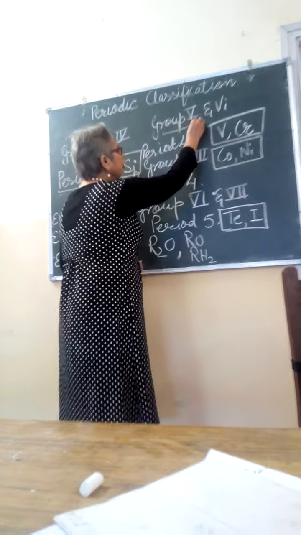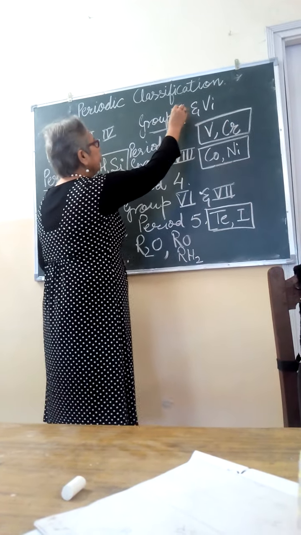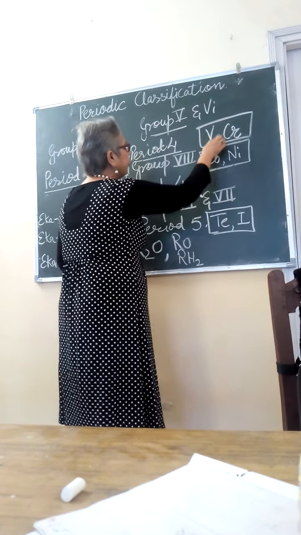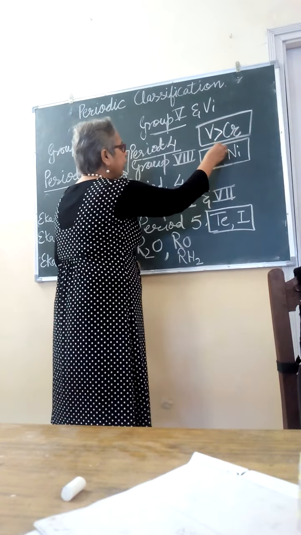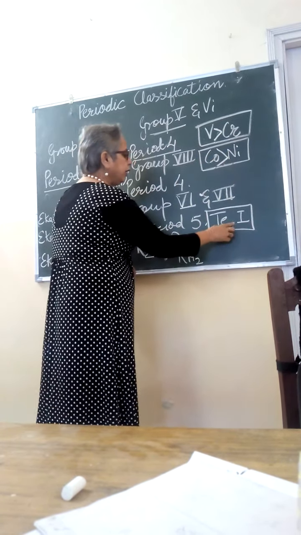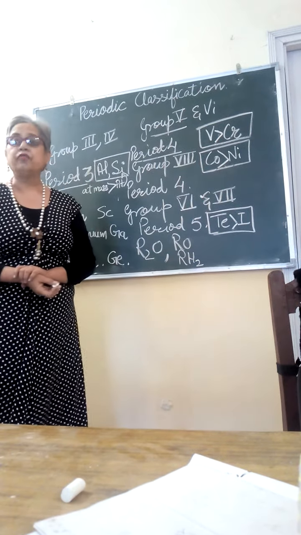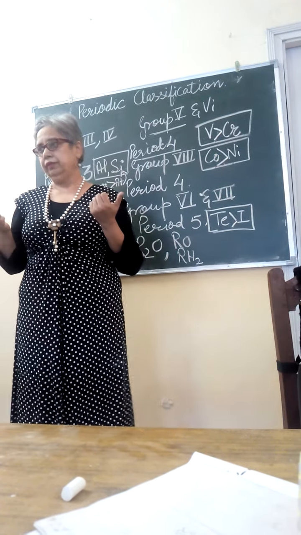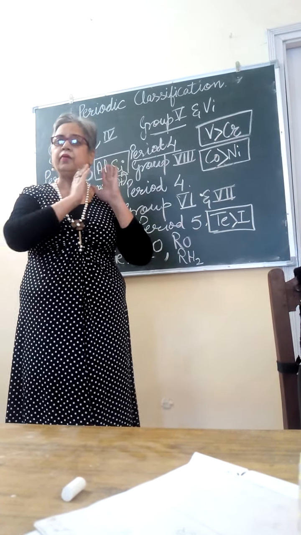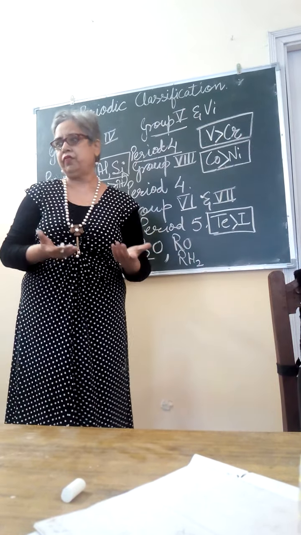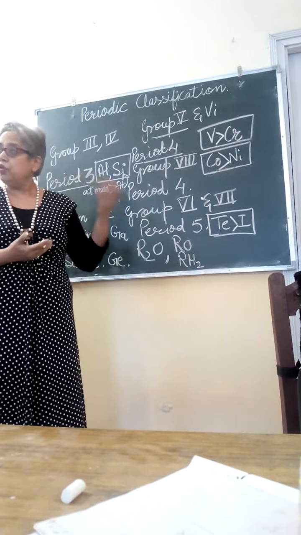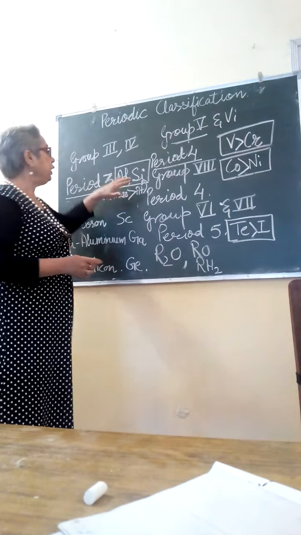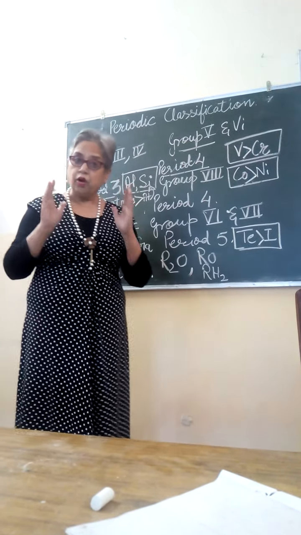Similarly, if we look into group 5, vanadium, group 6, chromium, both in period 4, then atomic mass of vanadium is greater than chromium, atomic mass of cobalt greater than nickel, and atomic mass of tellurium greater than iodine. Now this was an anomaly, because he was saying that I am arranging elements in the increasing order of atomic mass. So he was contradicting his own law, but he was bold enough to ignore the atomic mass.